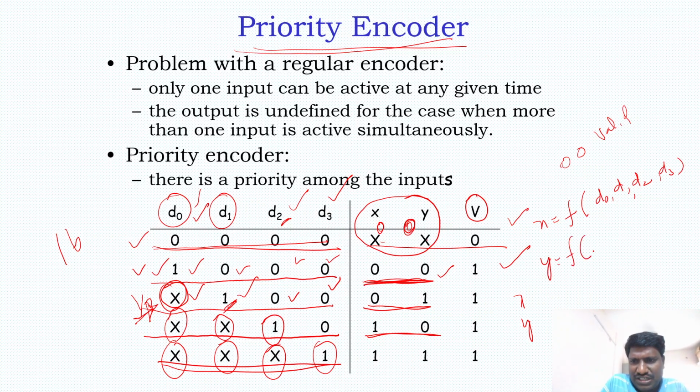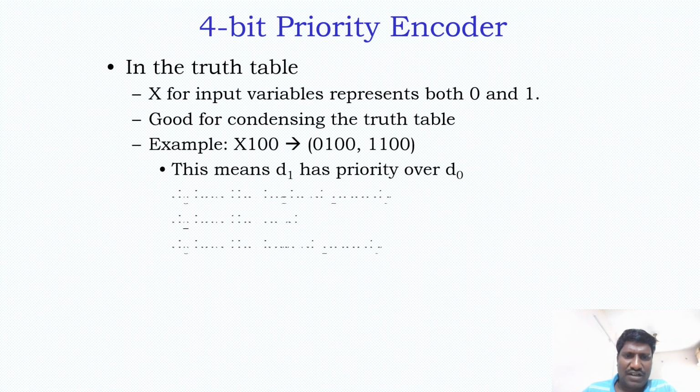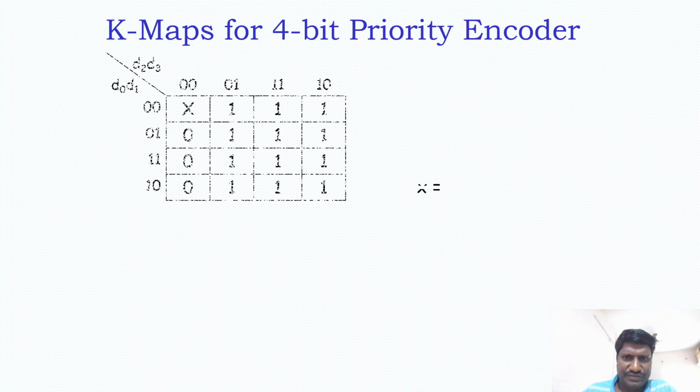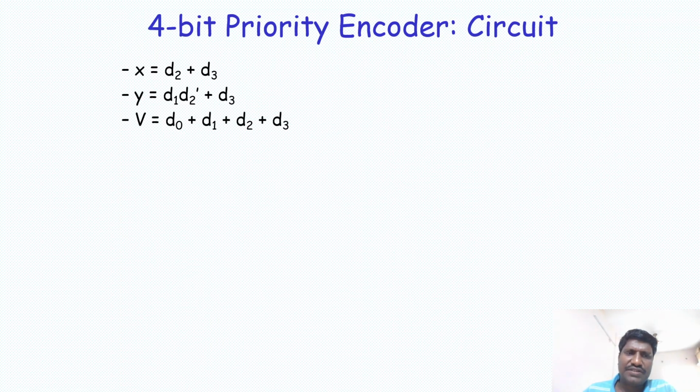Y is also a function of D0, D1, D2, D3. What about V? V is also a function of D0, D1, D2, D3. Right? So in this way, we can use a K-map, then we can find the values of X, Y and V. Okay.